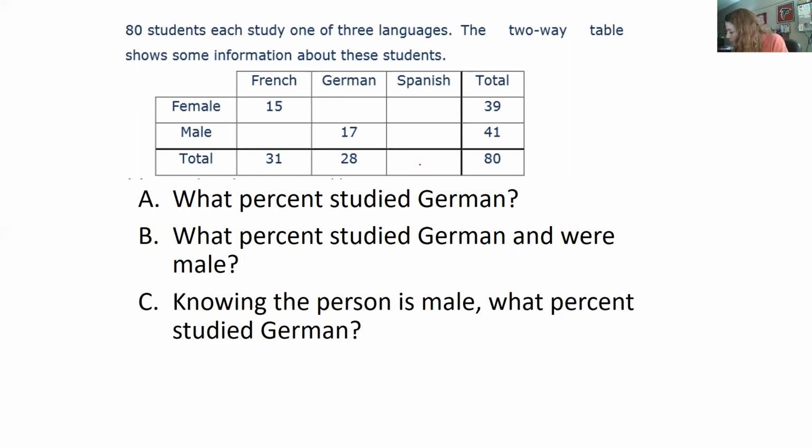Let's see. 31 plus 28 is equal to 59. So our missing number right here is 21. All right, and we have to make sure these numbers add up to 39 and these numbers end up with 31. So if we take 15 from 31, we get 16. 16 plus 17 plus what is 41?